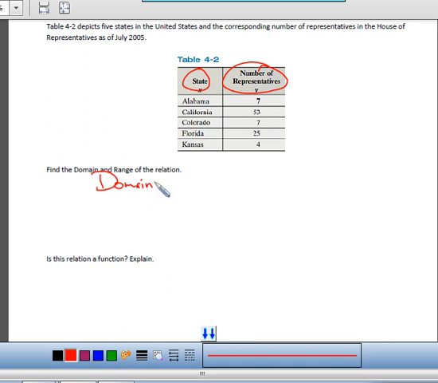and I will need to abbreviate to fit these on here, x equals, or state equals, and we have Alabama, California, Colorado, Florida, and Kansas. And luckily they are all already in order for us, so we didn't need to reorder them.